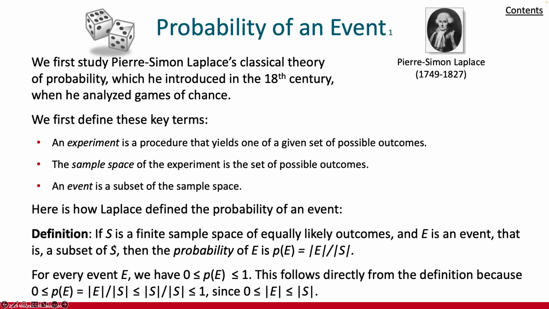I'll just read part of this. If S is a finite sample space of equally likely outcomes and E is an event, a subset of S, then the probability of E is P(E) equals |E| divided by |S|. You can read the rest of this here.